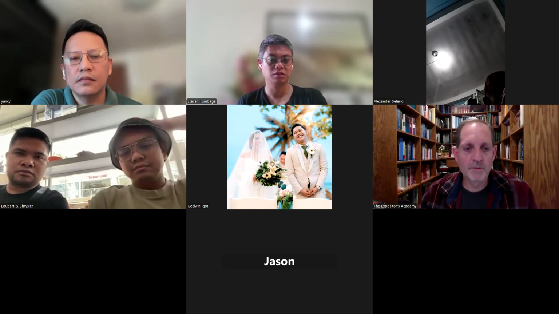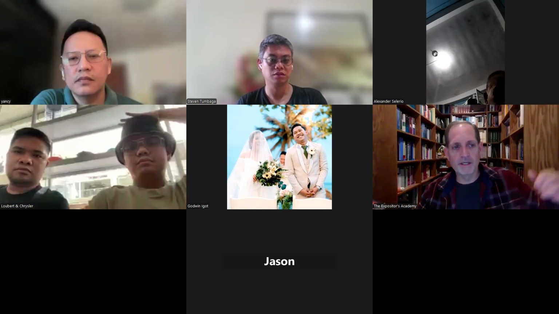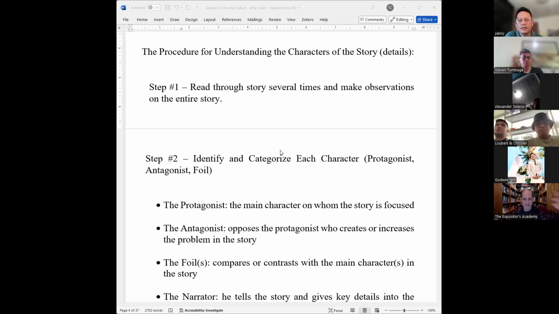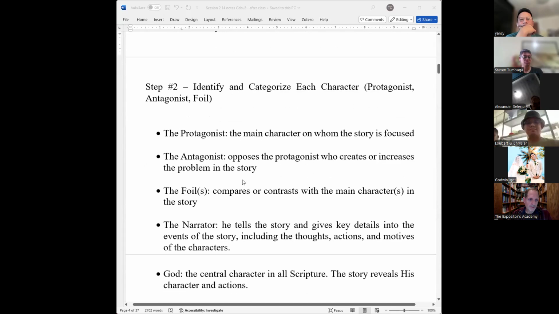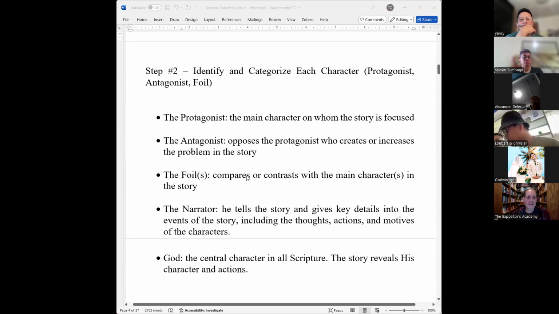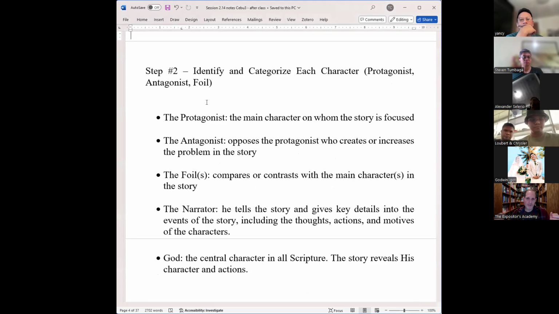So in this particular part of character analysis, I have you again just read through the story a few more times, sometimes maybe in other translations, and then make observations. After that is to identify and categorize each character. What do I mean by that? Well, there are really 5 main characters or categories of character in a typical story.